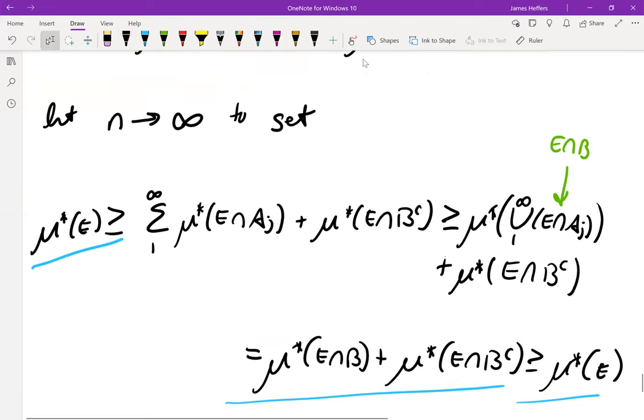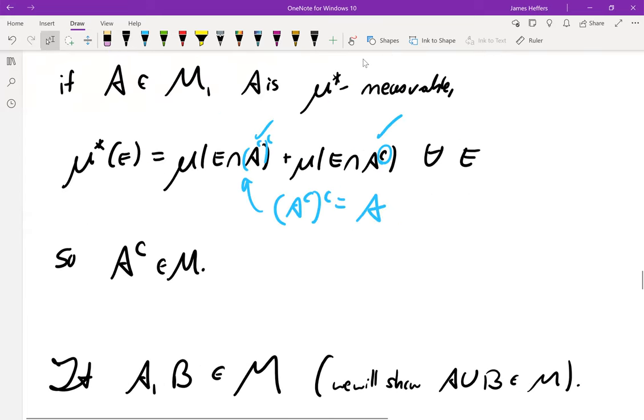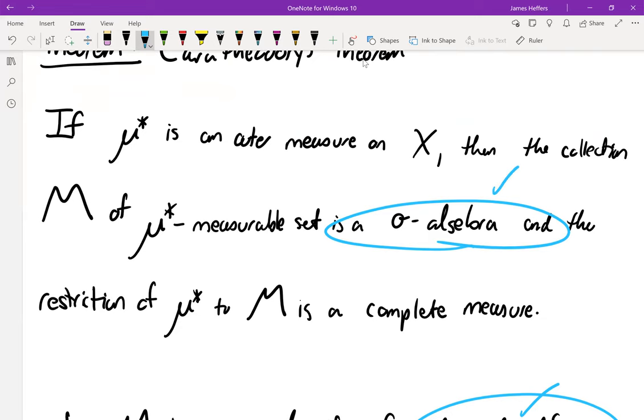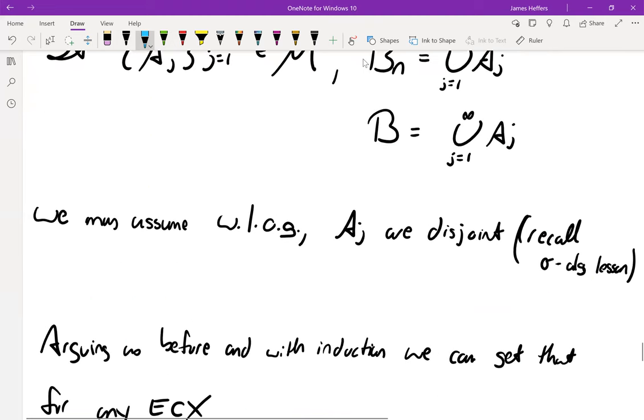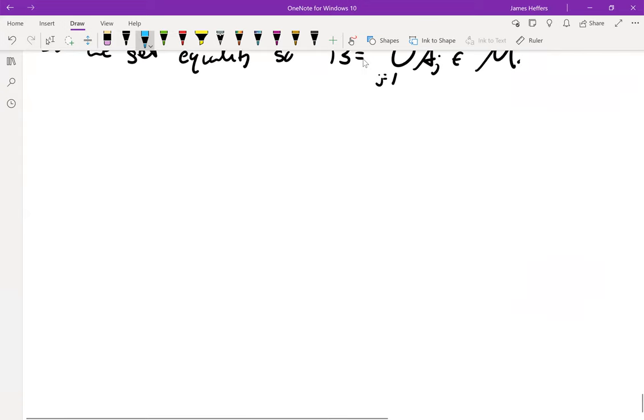So last, let's scroll back up to the start of the theorem statement. So, okay, there we go. We've been at this for a while. So what did we have to do? First, we had to show it's a sigma algebra, and we're done with that. Now we have to show that mu star is a complete measure. That's actually not going to be so bad. We're just going to take a null set and show that any subset of it is also going to be in M. So that means that it's going to be complete by definition.